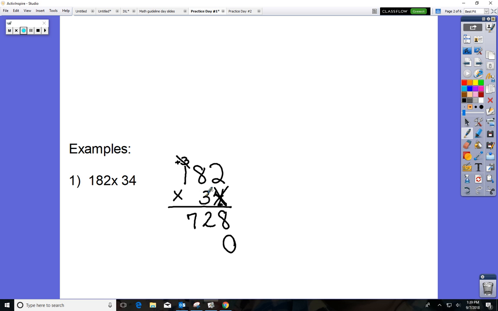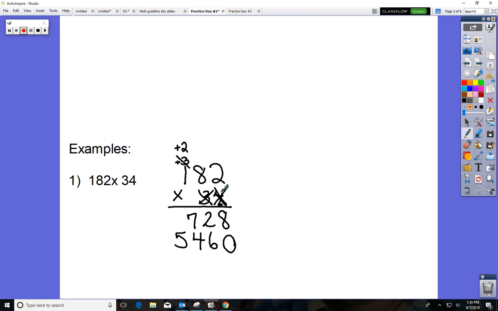So now that I've done my placeholder 0, I'm going to multiply through in the same way with the 3. So I'm going to start by doing 3 times 2, which is 6, nothing to carry. 3 times 8 is 24, so I put the 4 down and carry over that 2. And then I do 3 times 1, which is 3, plus 2 more, which is 5. Now I'm done multiplying through by the digits in this number, so that means I'm done with my multiplication.